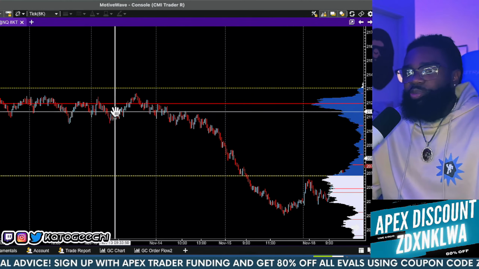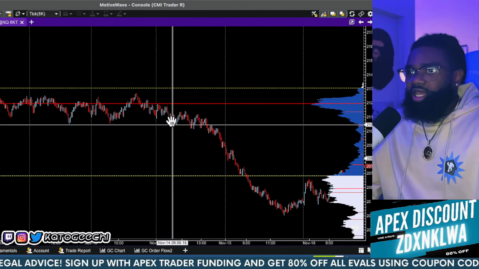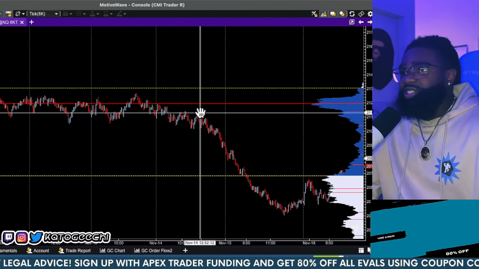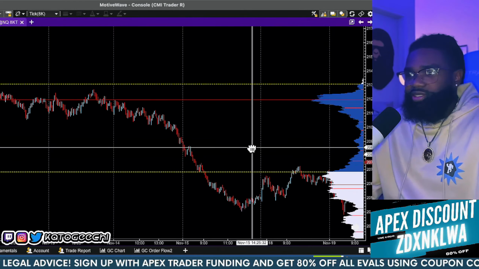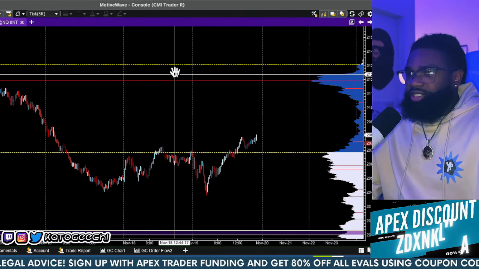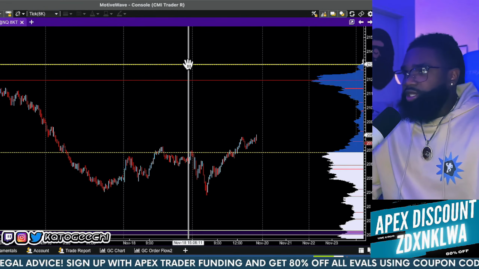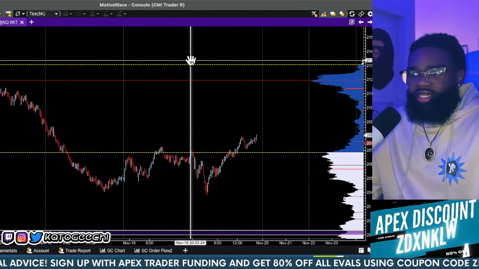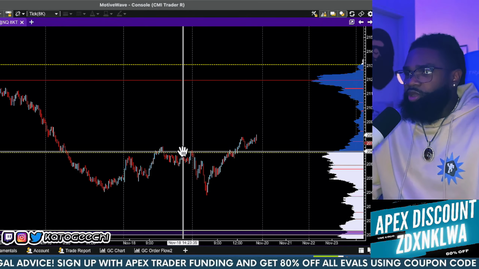So you're going to have a bunch of ups and downs at these high volume areas inside of the value area. Oh, that's a tongue twister, right? This is going to be what we call the value area high. This yellow line here is going to be the value area low, down here at the bottom.